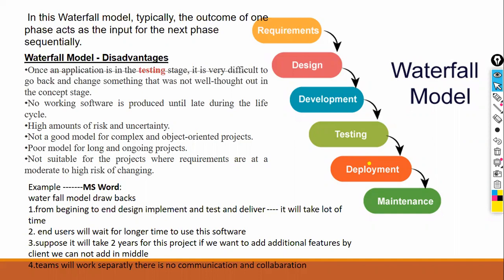Another disadvantage is that teams work separately. There is no collaboration: developer teams develop separately, testers test separately, and there is no communication between developers and testers. That is another main drawback of the waterfall model. So this is the example of MS Word. Any other questions about the waterfall model before going to Agile? No. Okay.